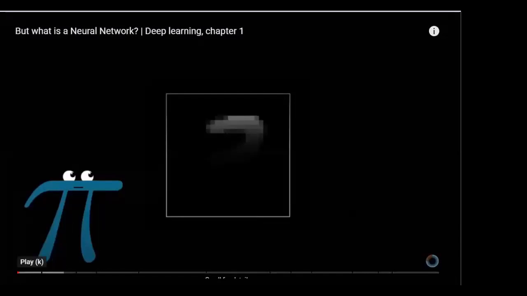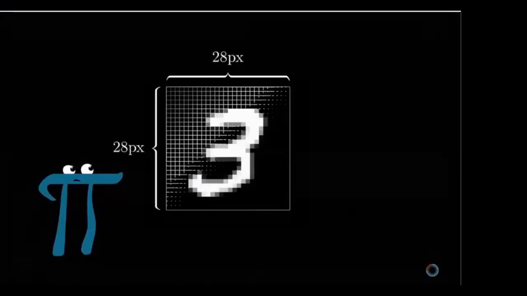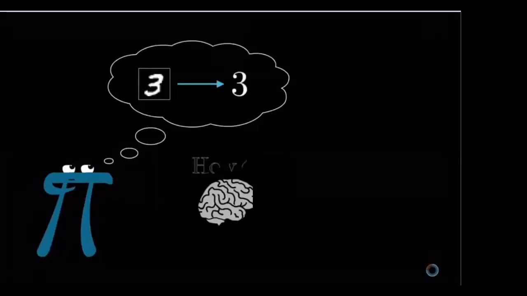Okay, just listen to this. This is a 3. It's sloppily written and rendered at an extremely low resolution of 28 by 28 pixels, but your brain has no trouble recognizing it as a 3. And I want you to take a moment to appreciate how crazy it is that brains can do this so effortlessly.